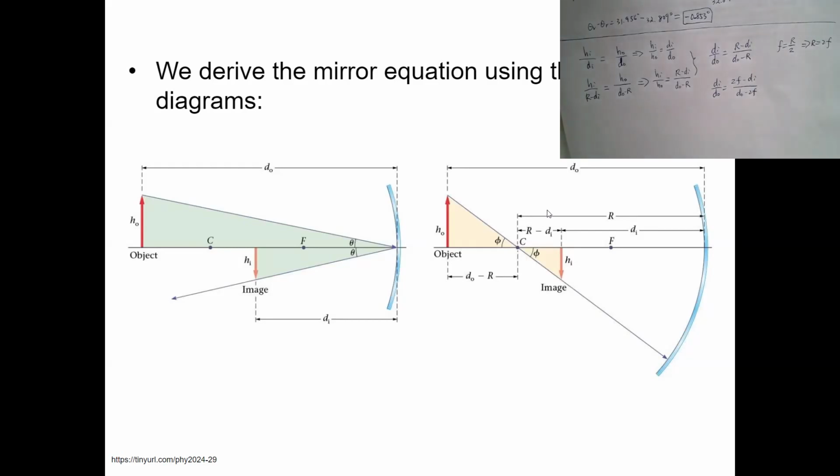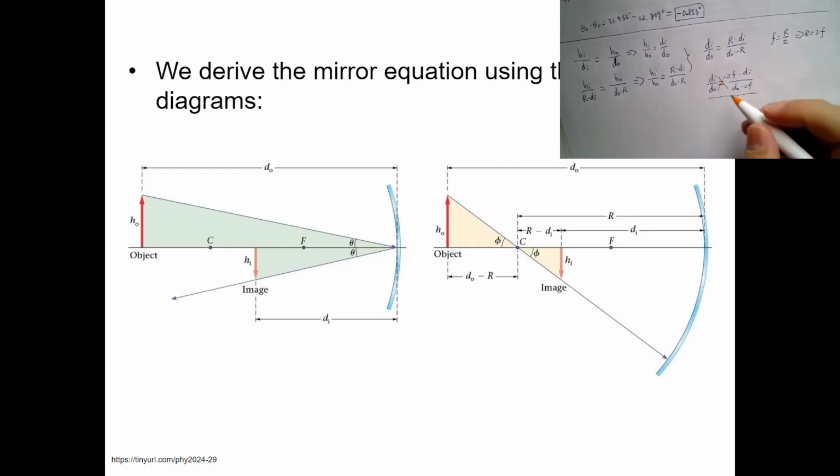Now we are going to do cross multiplication. From this equation, you can already see the relation between DI, DO, and the focal length. It's all in this equation here, but we are going to simplify it. We are going to do cross multiplication and see what we get at the end. Cross multiplication means DI times DO minus 2F equals DO times 2F minus DI.